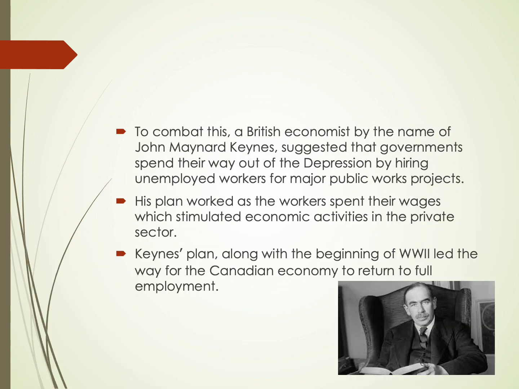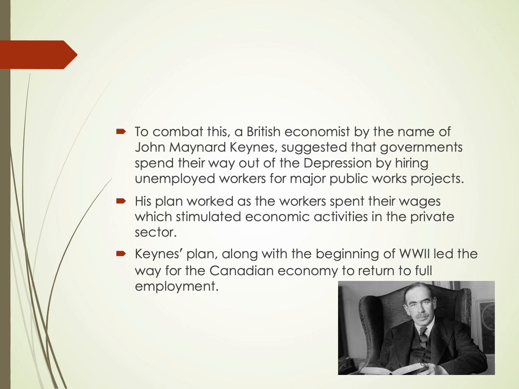And then to combat this, I'm going to read it again. A British economist by the name of John Maynard Keynes suggested that governments spend their way out of the depression by hiring unemployed workers for major public works. So we hired people, but we wanted to give them money, okay? And of course, not to give them money for free, but having them working to some extent. So his plan worked as the workers spent their wages, which stimulated economic activities in the private sector.